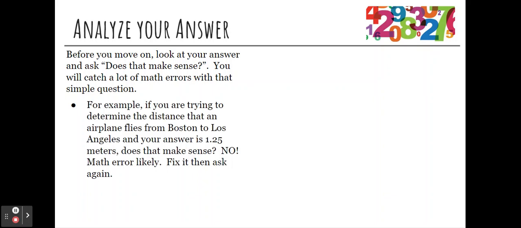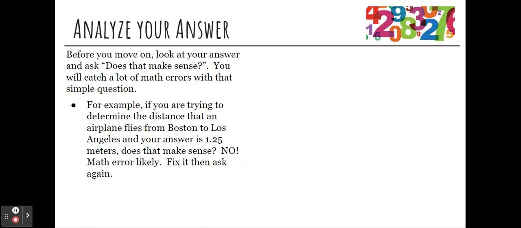So for example, let's say we're working a problem where we're trying to determine the distance that an airplane flies from Boston to Los Angeles. We set up our problem, work our way through the steps, and in the end, we get an answer of 1.25 meters. So you need to ask yourself, does this answer make sense? Is it reasonable that an airplane flying from Boston, Massachusetts on the East Coast to Los Angeles, California on the West Coast across the United States is a distance of 1.25 meters? One meter stick plus a quarter of another one.